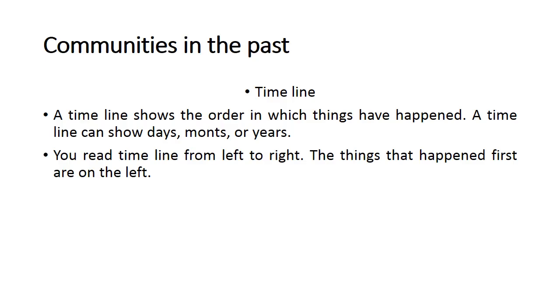For today we have one short part just to finish the lesson for this week. We will continue with communities in the past, and we have a timeline. This is important to understand. A timeline shows the order in which things have happened. A timeline can show days, months or years. You will read time from left to right, and the things that happen first are on the left side.